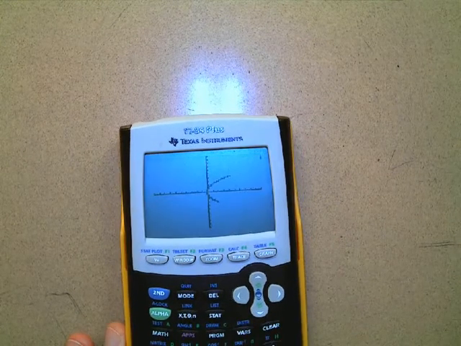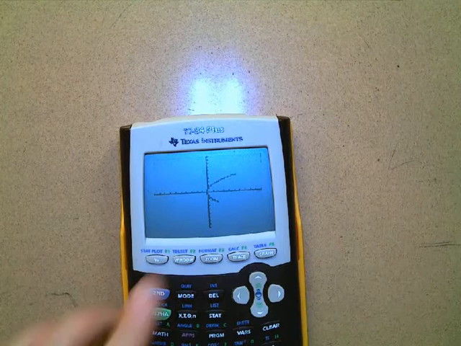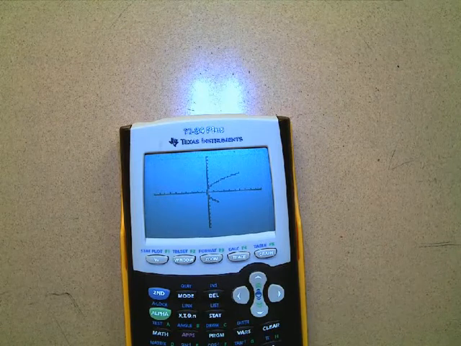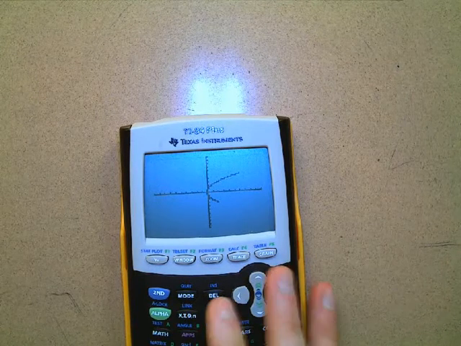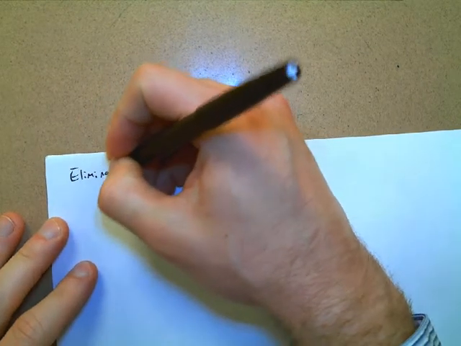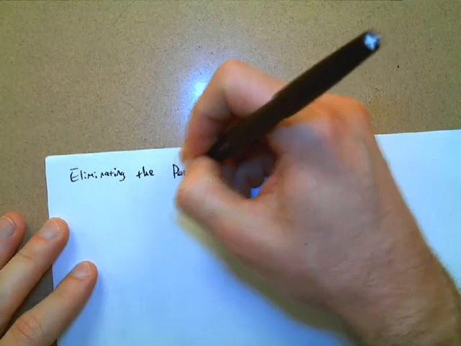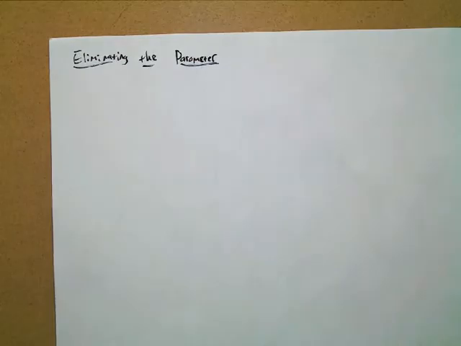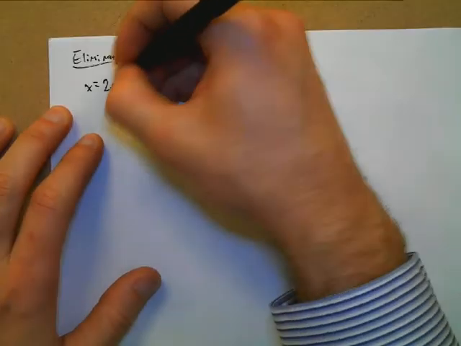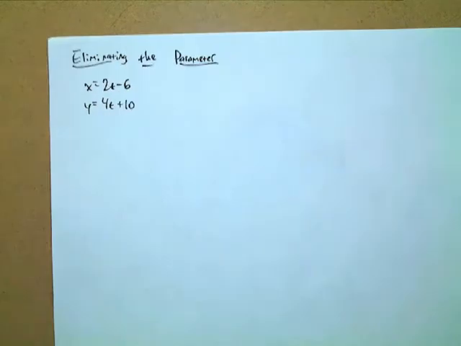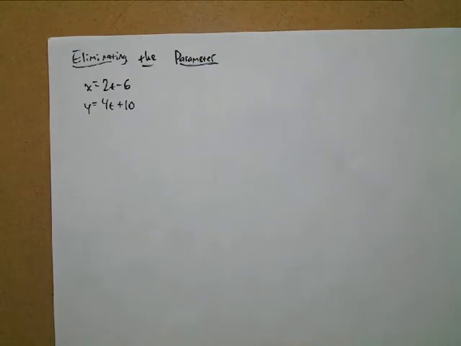So we'll talk about eliminating the parameter. Sometimes we're able to do that, sometimes we're not. Okay? Eliminating the parameter. So let's say we've got x equals 2t minus 6 and y equals 4t plus 10. Okay? We are currently in parametric, and we want to convert from parametric to rectangular. Rectangular is the coordinate system that we denote for the xy coordinate system, or just the straight up xy without the t. So essentially we want to get rid of the t. We want to eliminate the t.